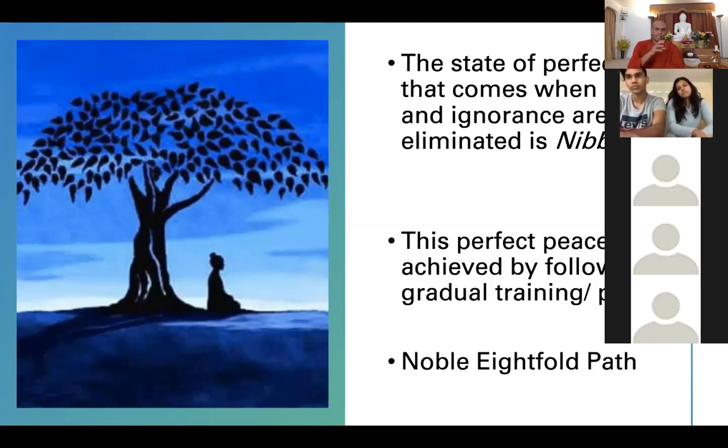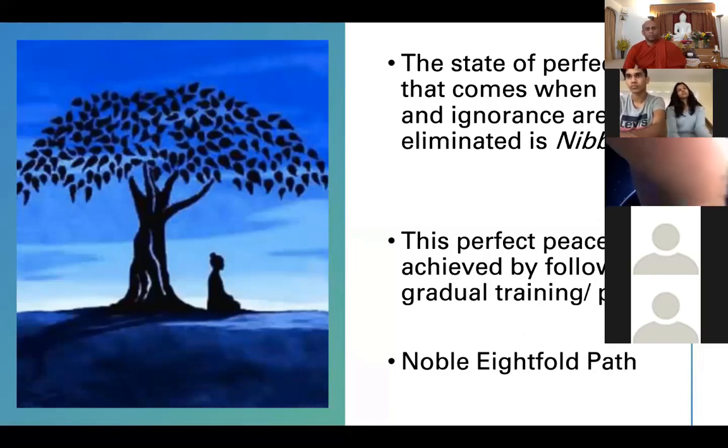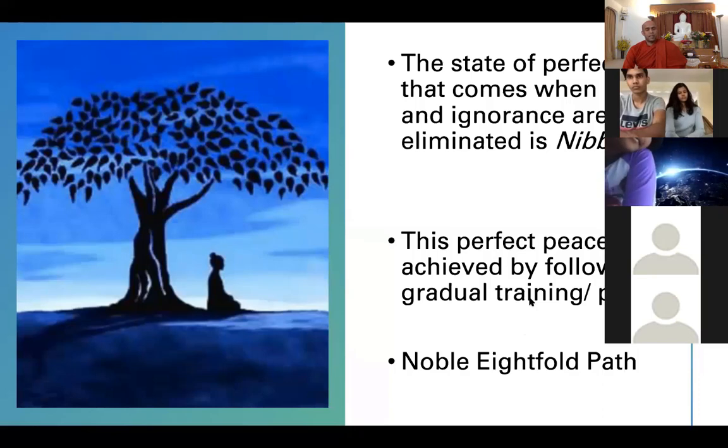And if we change that, we will be able to overcome that. So the next possibility is that the state of perfect peace or perfect happiness comes when that craving and ignorance are completely eliminated. And it is possible that we can make such a psychological transformation. It is mainly a transformation. And that perfect peace can be achieved by following the gradual training, what you call the Noble Eightfold Path.